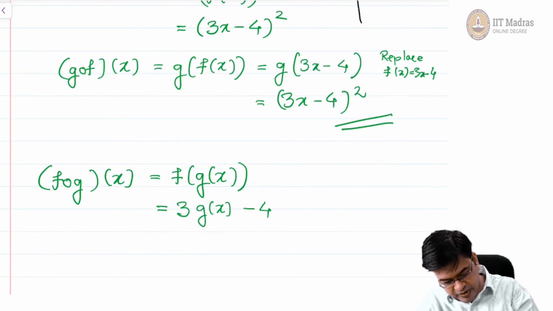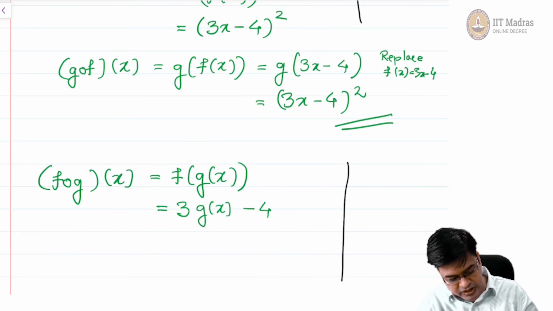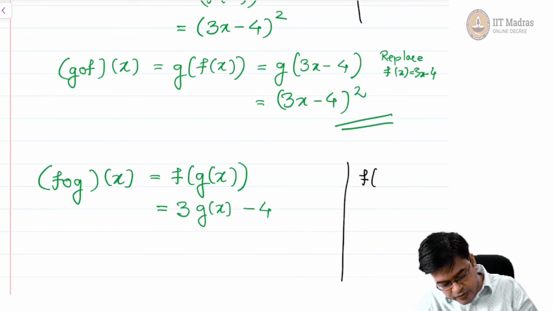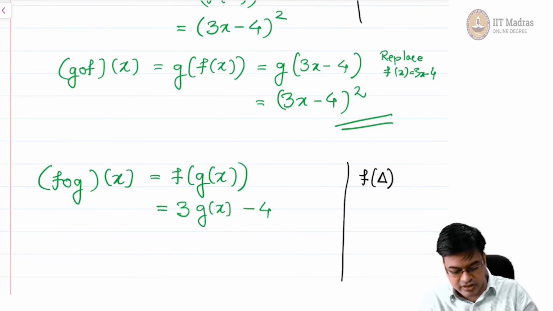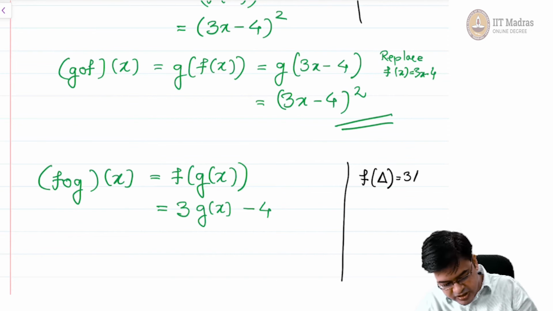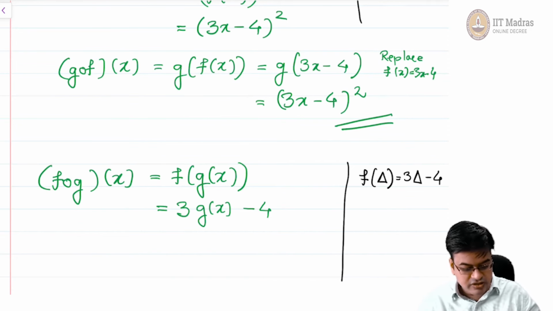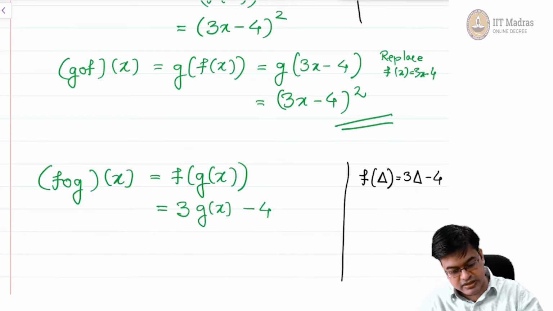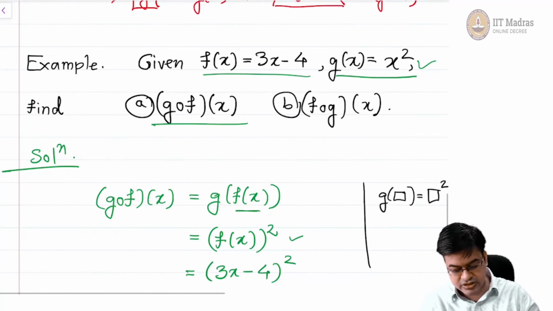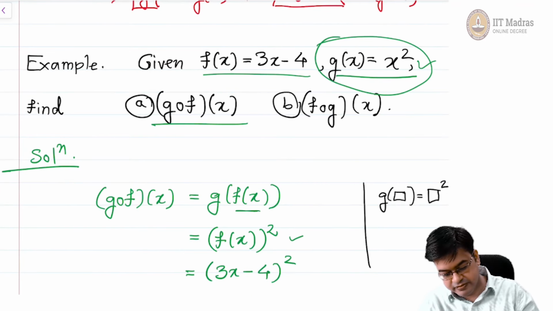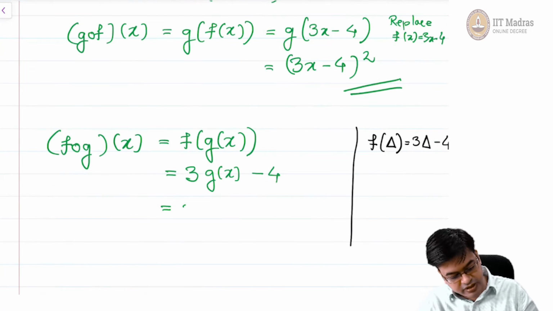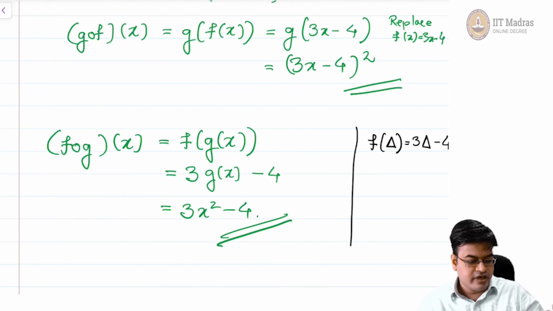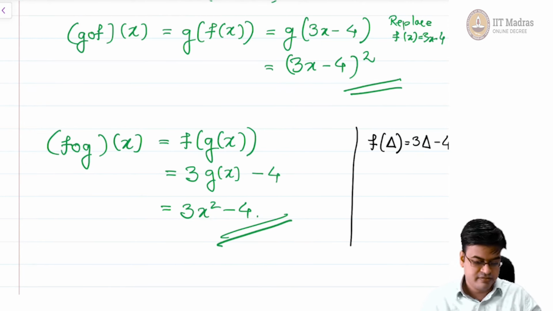Again, let me be very clear about this. There should not be any confusion. What is f of, say, triangle? Triangle is an argument. So this will be 3 times this triangle minus 4. Now this triangle is replaced with g of x. That's all. Therefore your answer is 3 times g of x minus 4. But what is g of x? Again go back to the question. G of x is x square. So substitute it here. That means it will be 3 times x square minus 4. And this is the final answer for FOG of x.